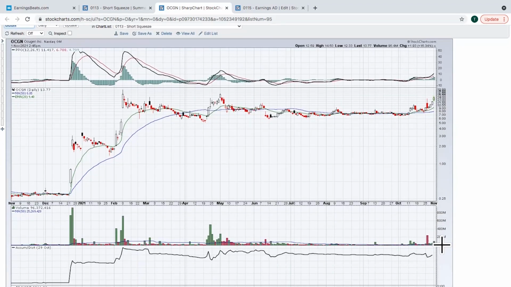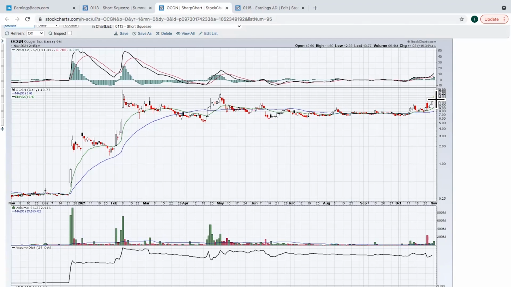And the volume's picking up. So what do these folks do? If you're shorting the stock, let's say you shorted it at $9. In order to buy it back, you're at almost $14. You're looking at a 50% move to the upside above where you shorted it. How much pain are you willing to take?